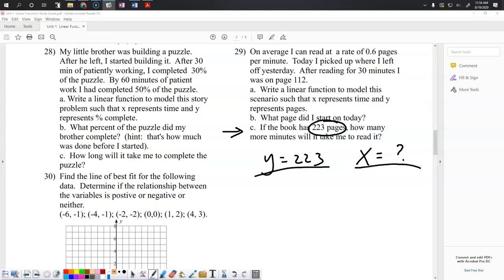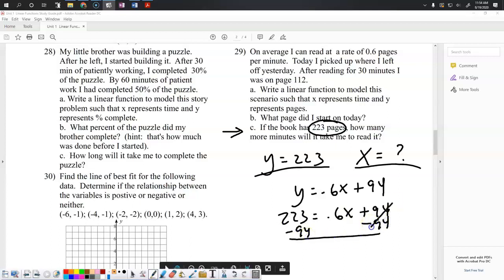So I'm going to take my formula. I'm going to plug 223 in for the y. And then I'm going to solve it. I think that's right, isn't it? No, it's 9. Okay. 21 take away 9. What's that going to be?